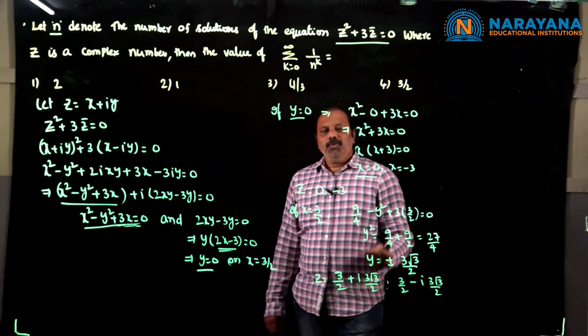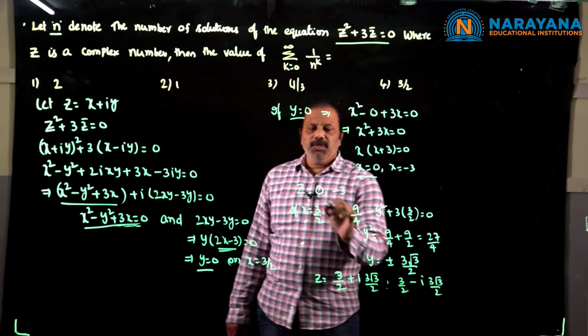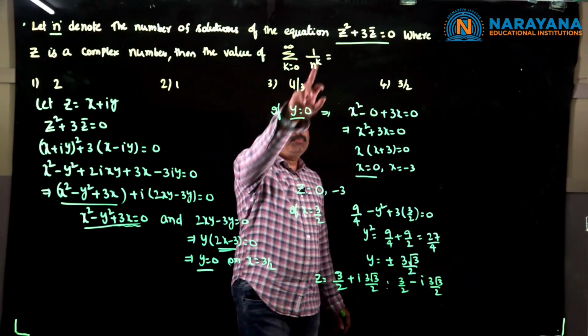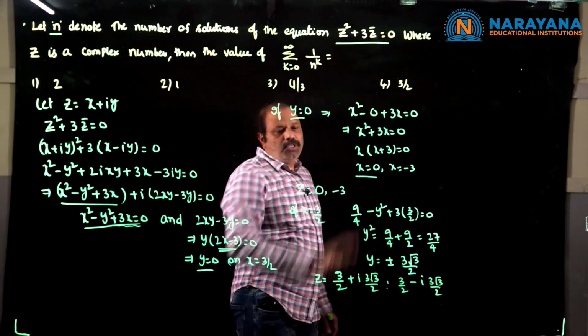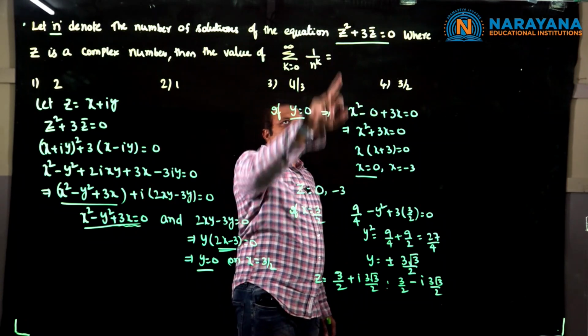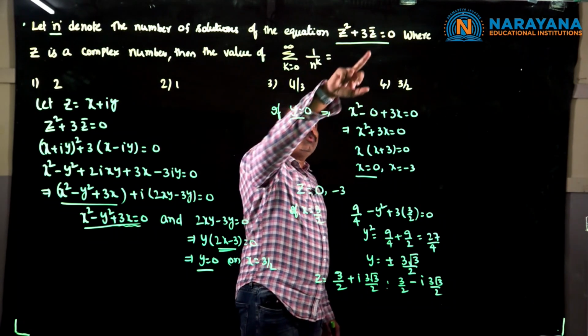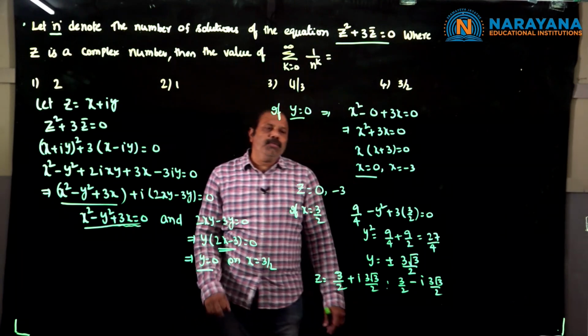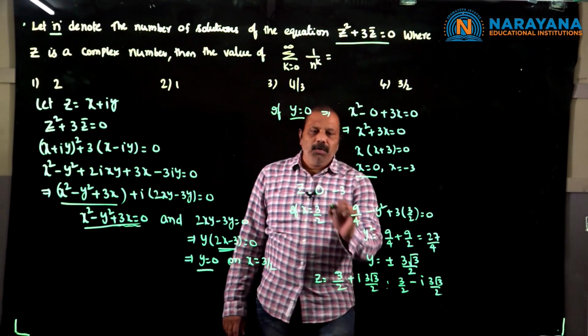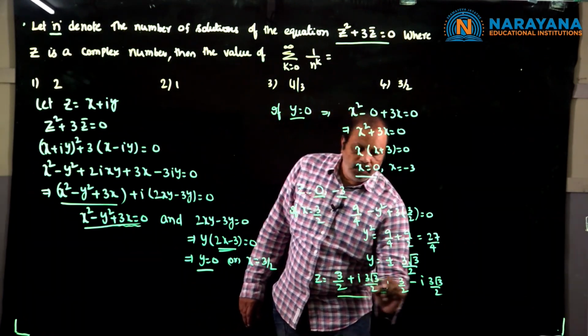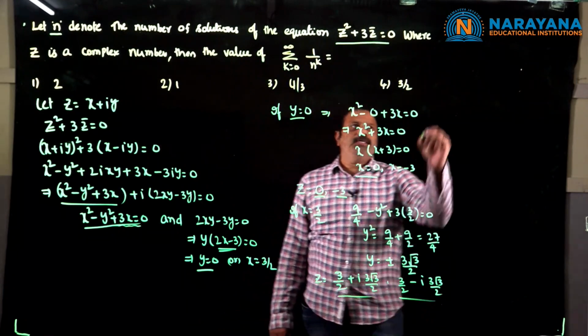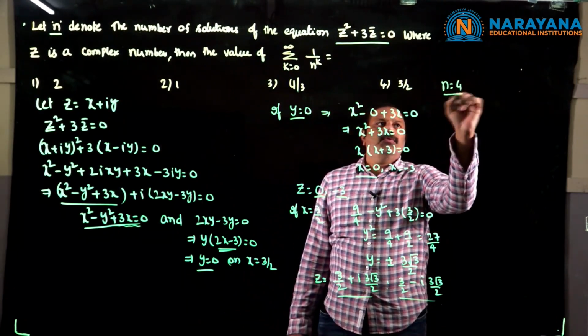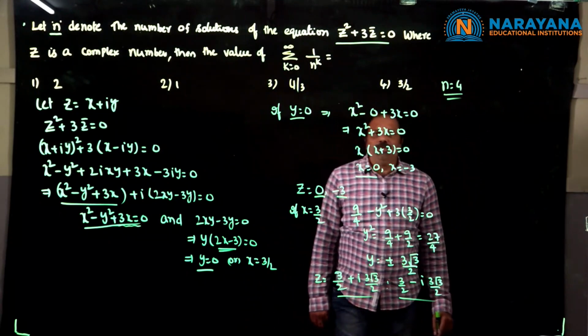If you go for back verification, if I put z is equal to 0, 0 squared plus 0 is 0. For z is equal to minus 3, z bar is also minus 3. Hence, here we are getting 1, 2, 3, 4 solutions. Hence, n is equal to 4. Number of solutions is equal to 4.